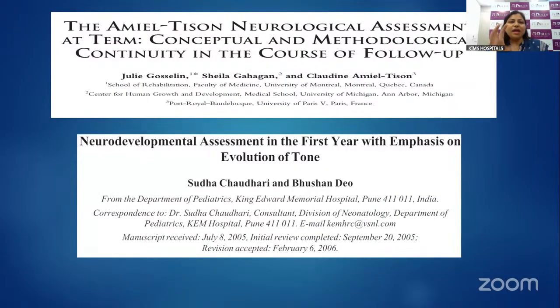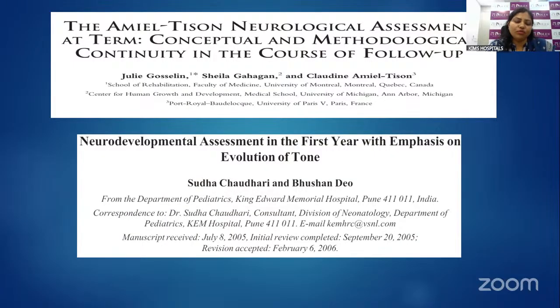So I just want to highlight these 2 papers, which explain very nicely about the TIMT and Touwen's neurological assessment. So if you have time, you can read about these two papers.